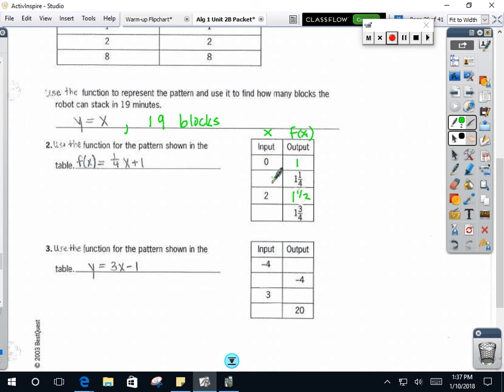Okay, now the next two blanks are missing input values, so missing x values, but they have given you the corresponding f of x values. So what can we do with those?